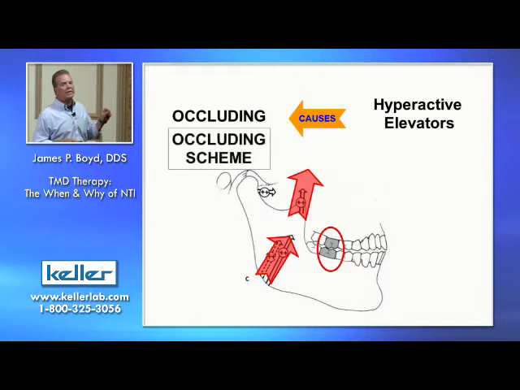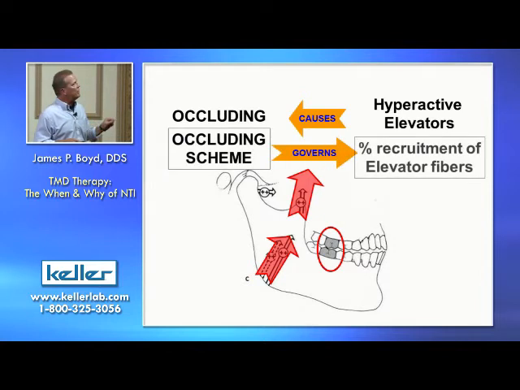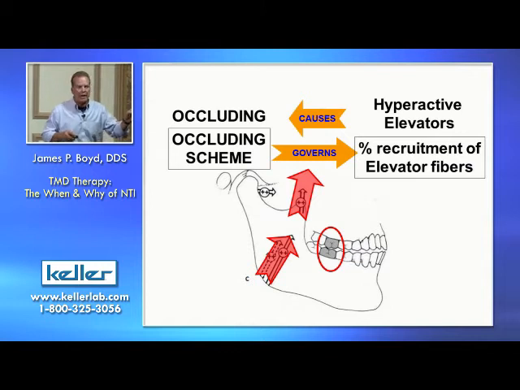The occluding scheme will govern the percent recruitment of elevator fibers. So if you have hyperactive elevators, the scheme of occluding teeth, in this example these molars, will allow for near maximal contraction. It's not causing maximal contraction, it allows for it.